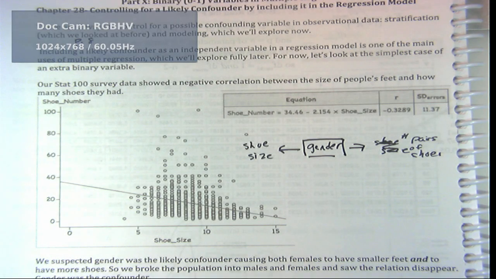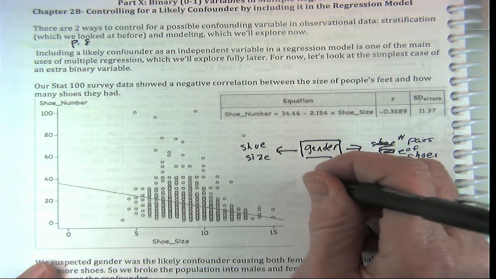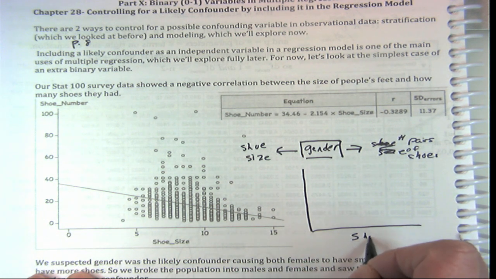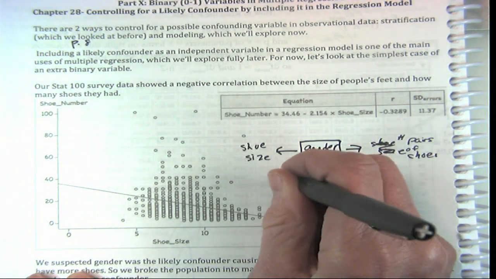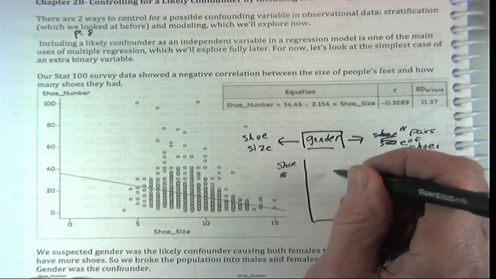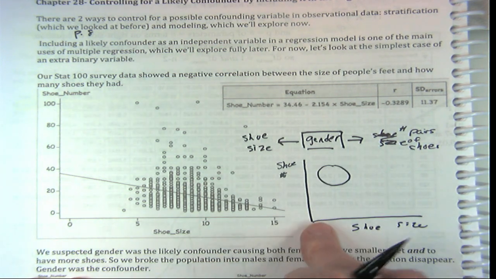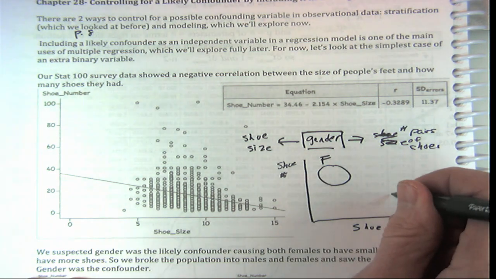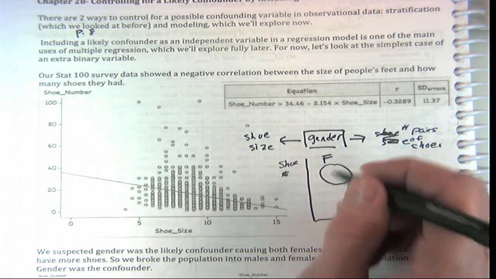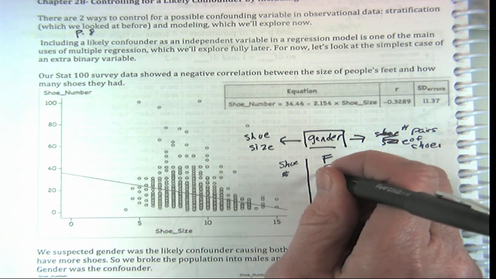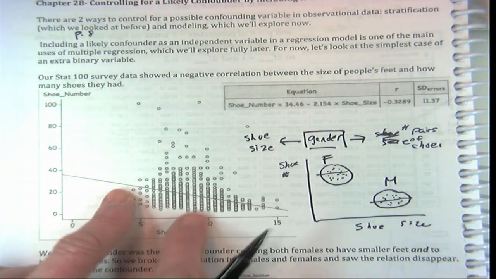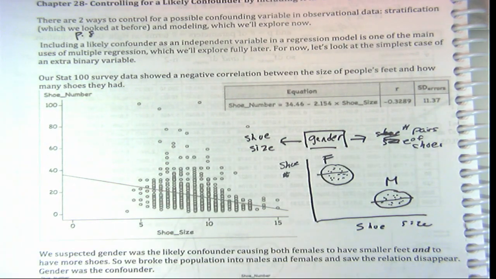Just so you can remember this, let's do a very exaggerated version of that plot you just saw. It helps you remember what confounding is. This is shoe size, and this is the number of pairs of shoes. Basically, we have two distinct groups. Up here, with small feet but lots of shoes, are females. Down here, with larger feet but fewer shoes, are males. But inside each group, there was basically no relationship. It was pretty flat. It certainly wasn't negative.